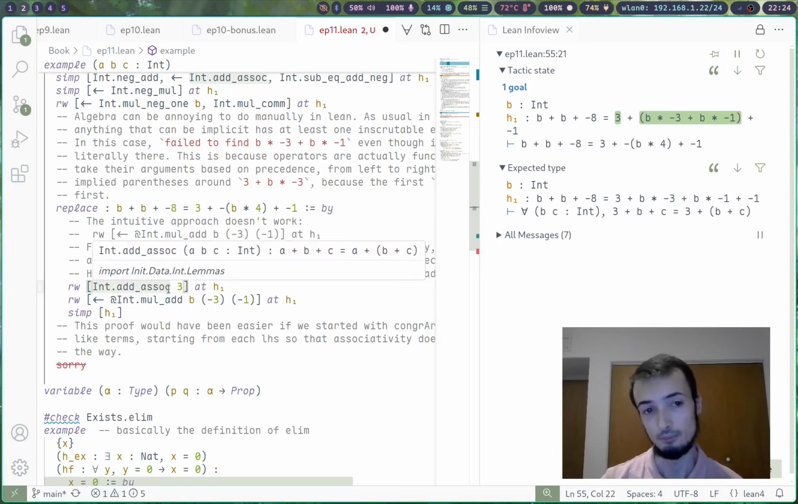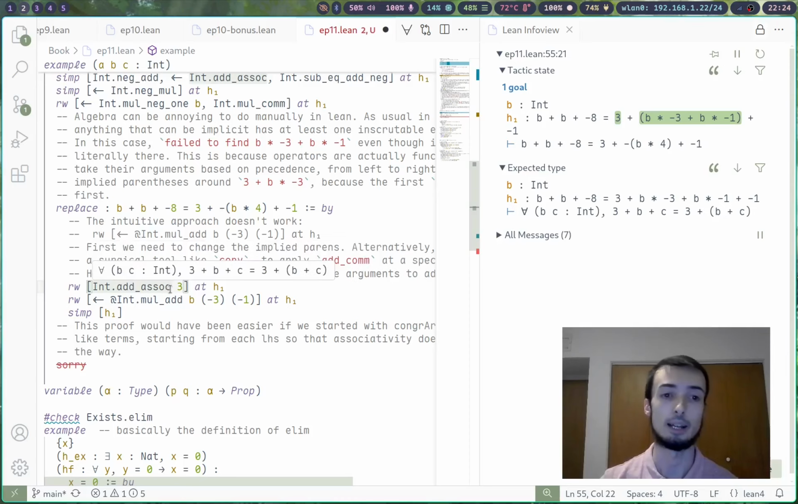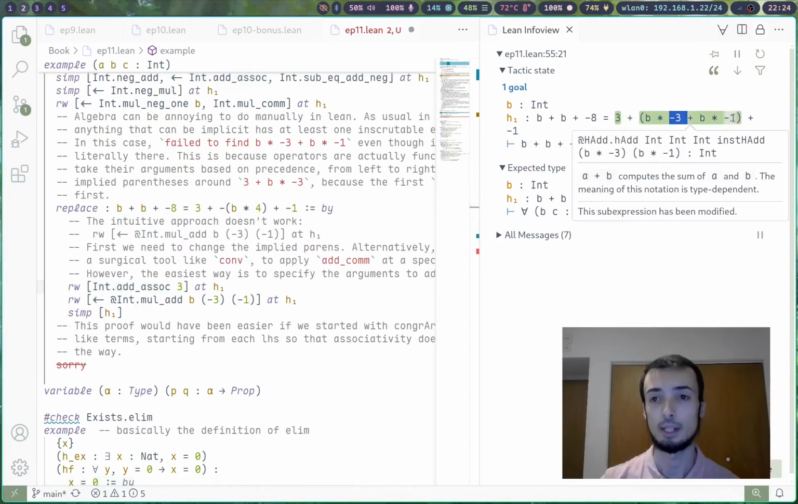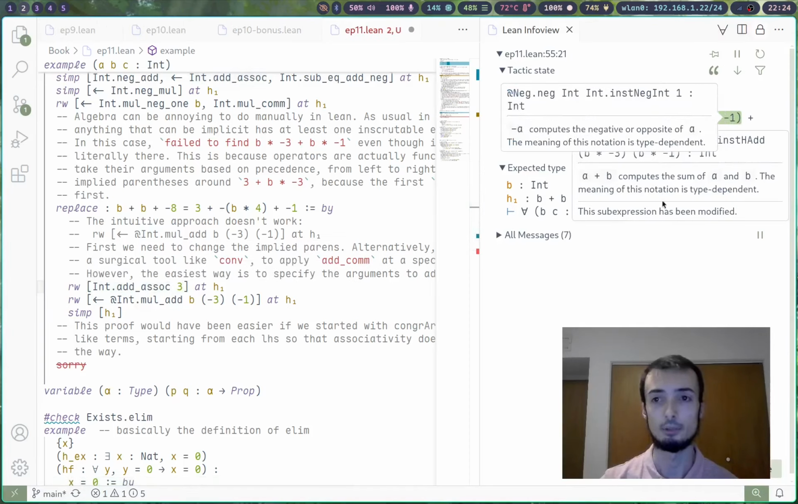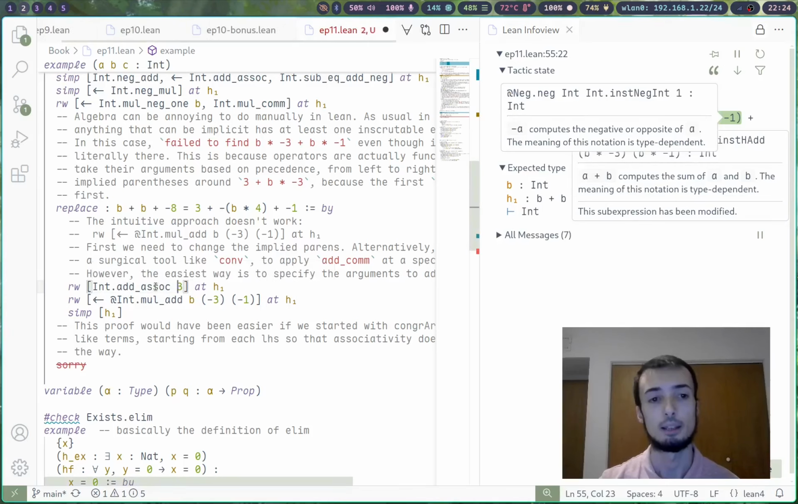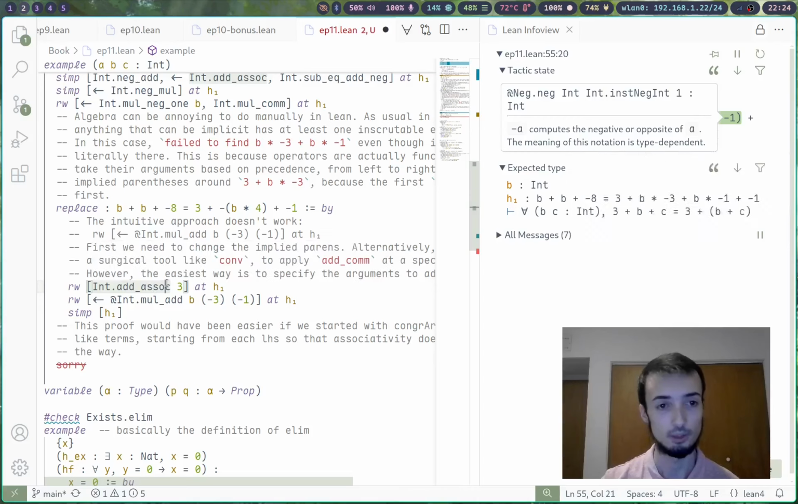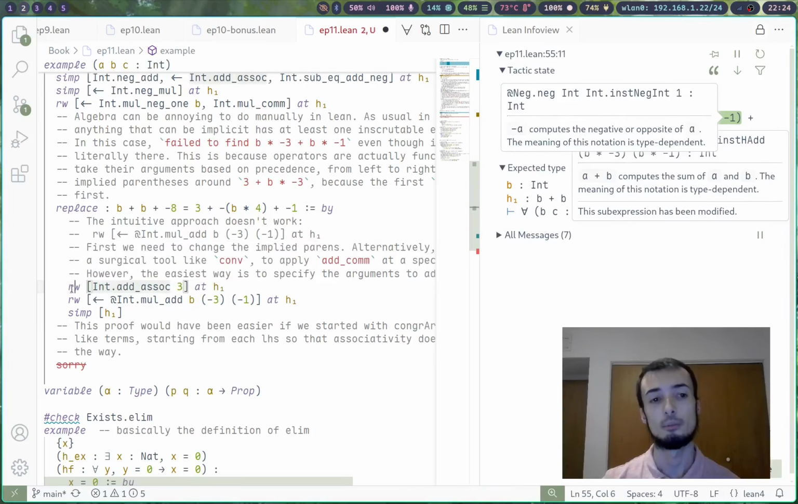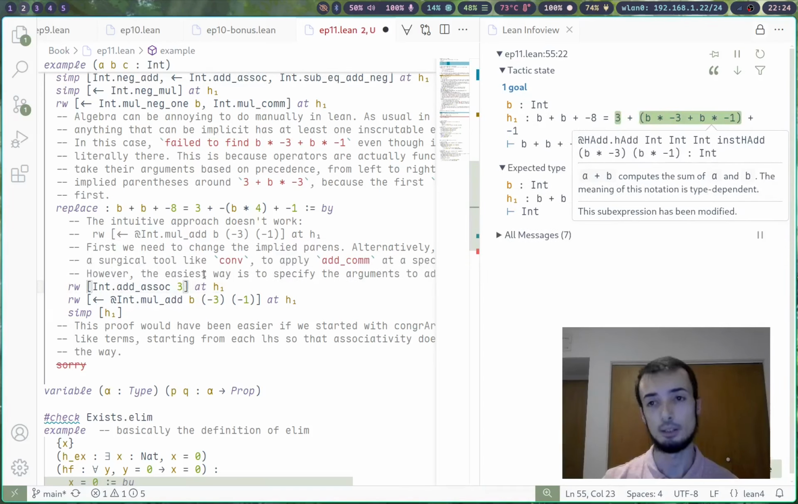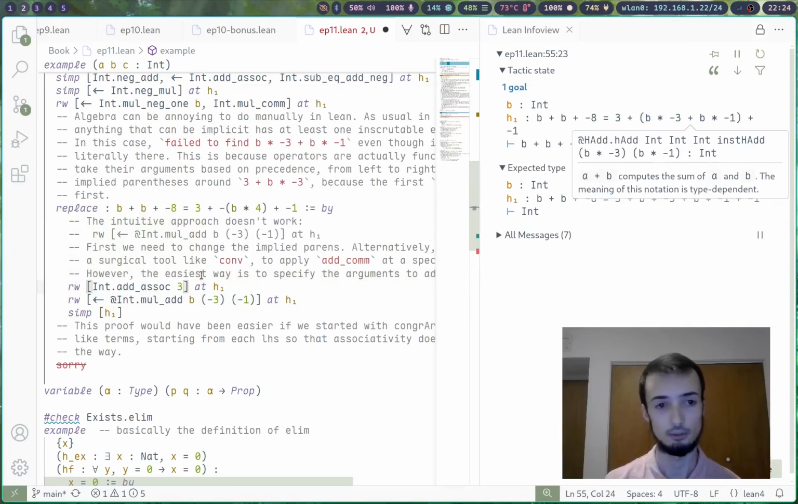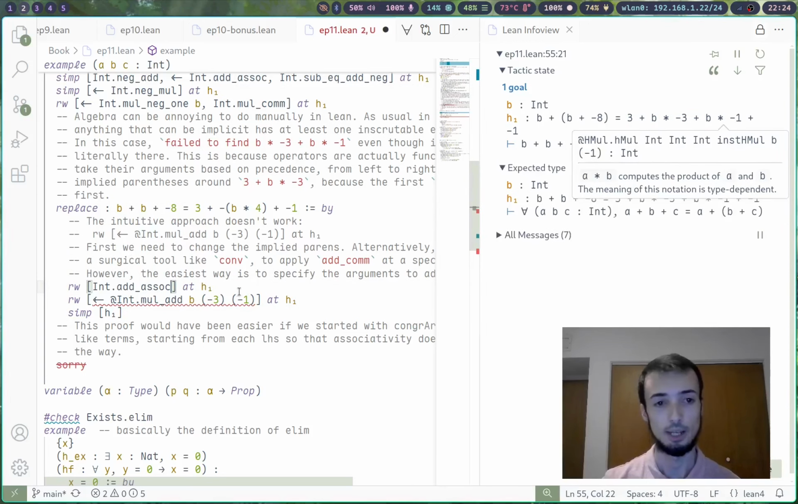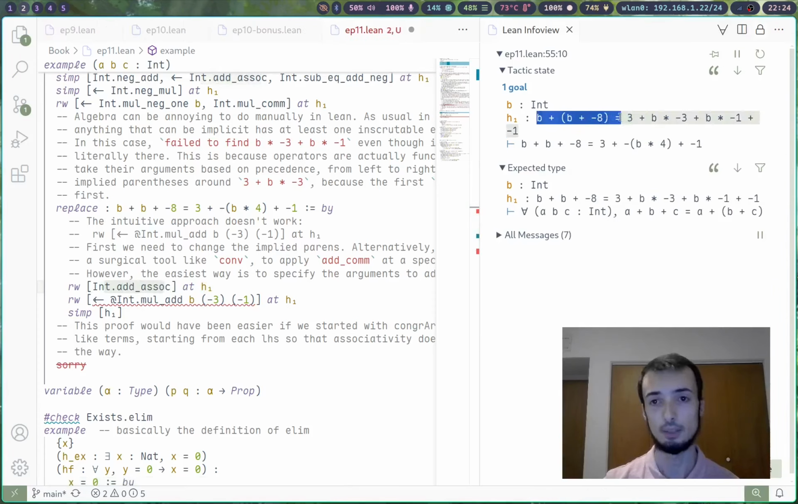We have to apply associativity of add to get the -3 and the -1 isolated in parentheses so we can actually add them. And that would be with add associative, this function for ints. But the problem is if you try to do this naively without the 3 here, what happens is Lean applies this on the left-hand side.